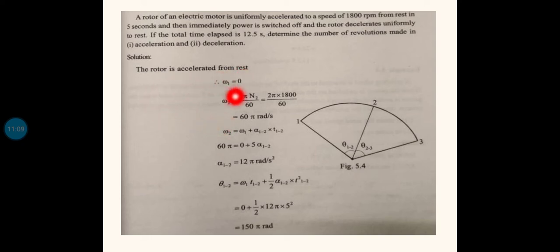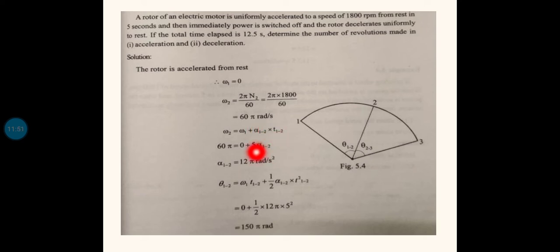The rotor is accelerated from rest, so omega 0 equals 0. Now omega equals 2 pi N by 60. N is 1800 rpm. This is the final rpm at t equal to 5 seconds, so it is N2, that is at point 2. Omega is 2 pi N by 60, so 2 into pi into 1800 by 60 gives 60 pi radian per second. This is the final angular velocity during the acceleration. Initial velocity at point 1 is 0, and final angular velocity at point 2 is 60 pi radian per second.